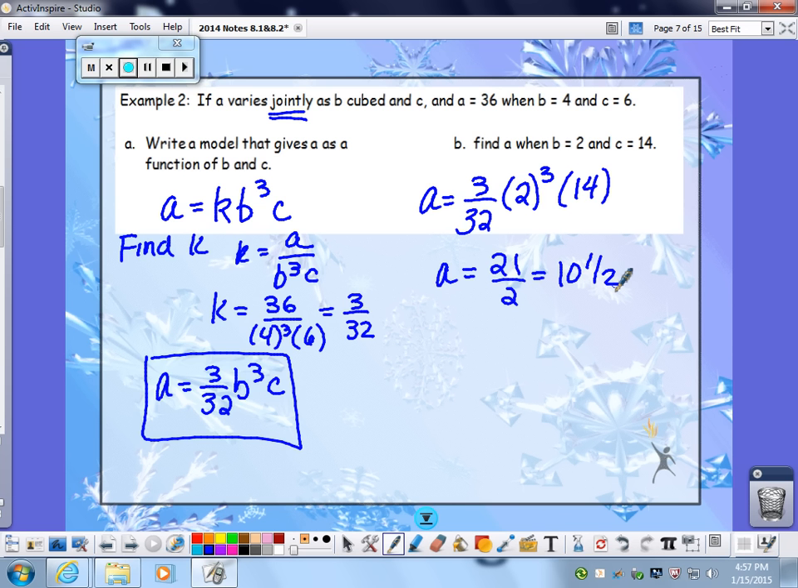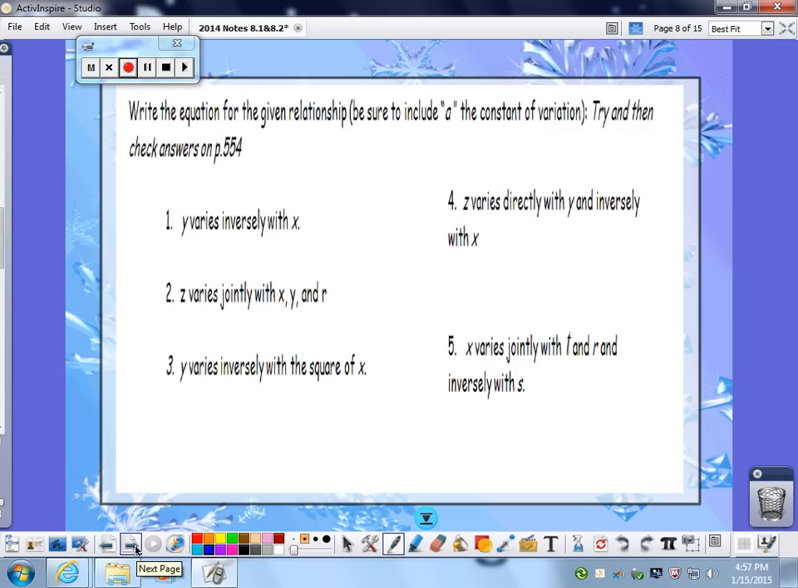All right, let's practice a few more. Just translating. So write the equation for the given relationship. Be sure to include A or K, whatever you prefer, for the constant of variation. So it says y varies inversely with x. So that is y is equal to A over x. All right, z varies jointly with x, y, and r. So that is y is equal to, I'm sorry, not a y, it's a z. Got y happy here.